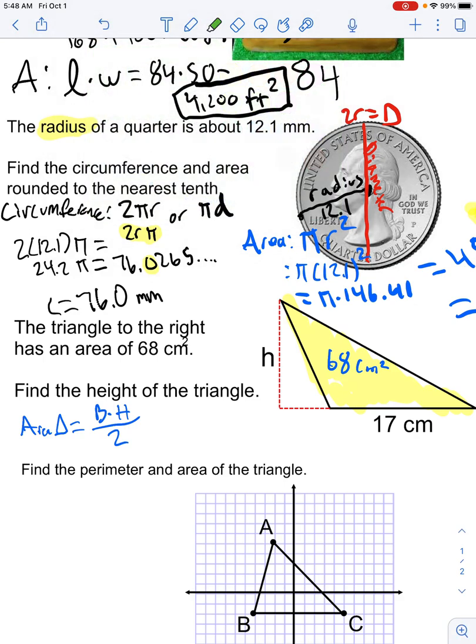So what do I know? I know what the base is. I know what my area equals. I do not know what the height is. So if the area equals 68, I know the base is 17. I don't know the height, but I do know that it's divided by 2. So we can start by simplifying. I'm going to multiply both sides by 2. So I get 68 times 2.